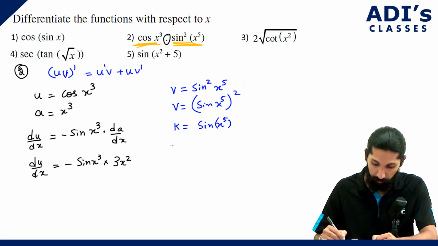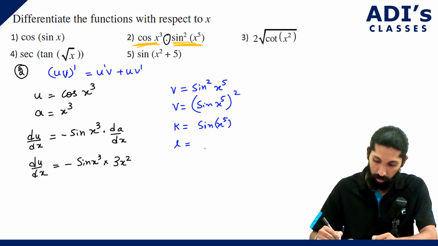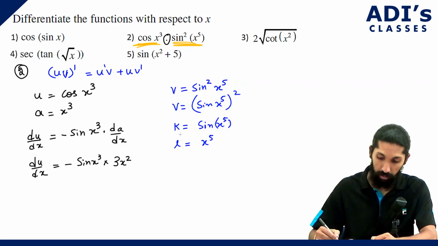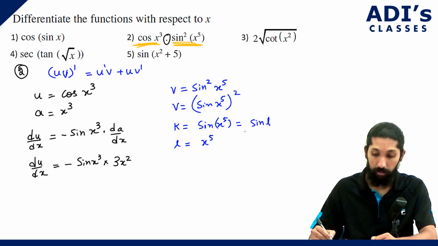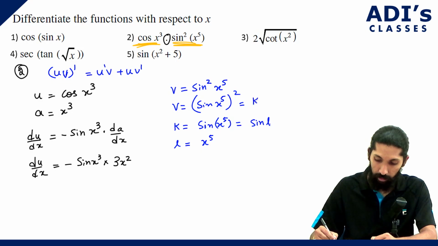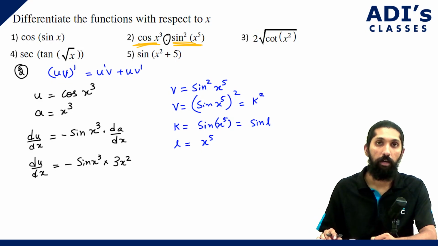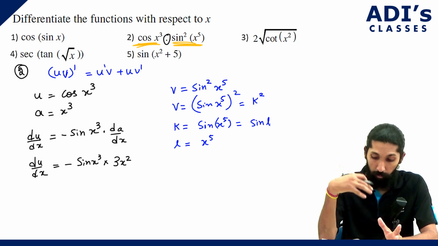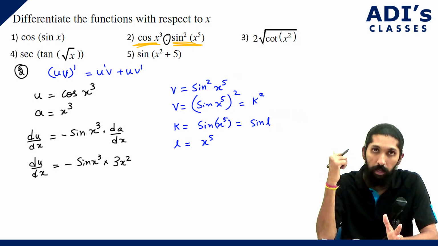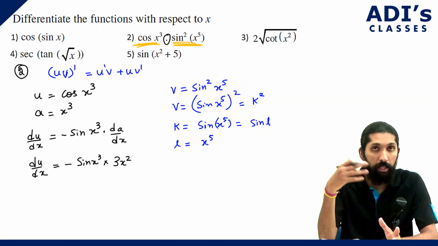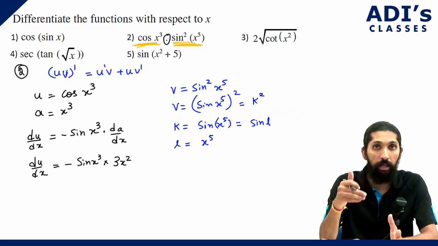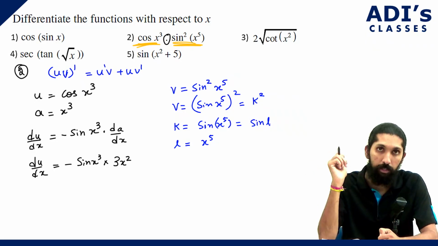So after this, we'll go to l. l is equal to x to the power of 5, the innermost function. So sine becomes sine l, correct? And this is going to become k square. Understood what we did? So first we took the sine x power 5, that is nothing but the k value. Inside that we have x power 5. Call that l. So you get k, l and v. So we basically have 3 parts.